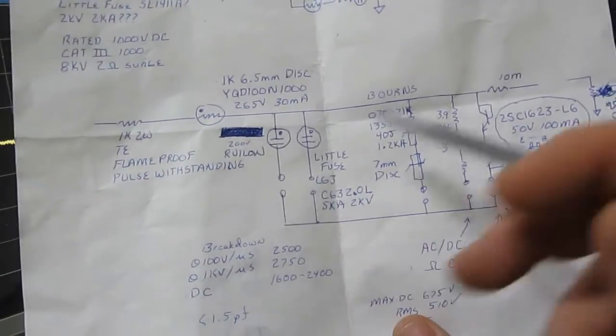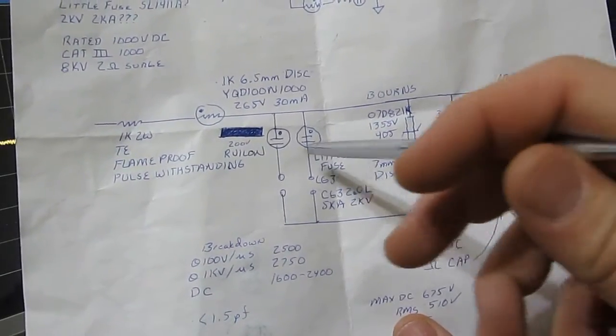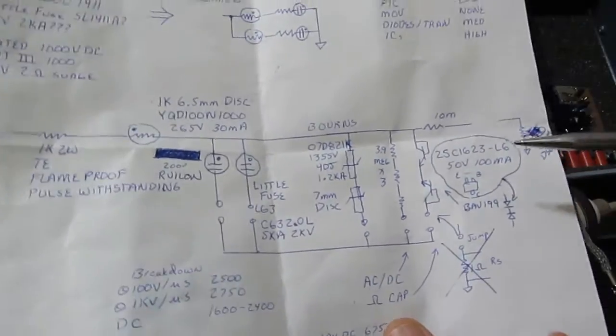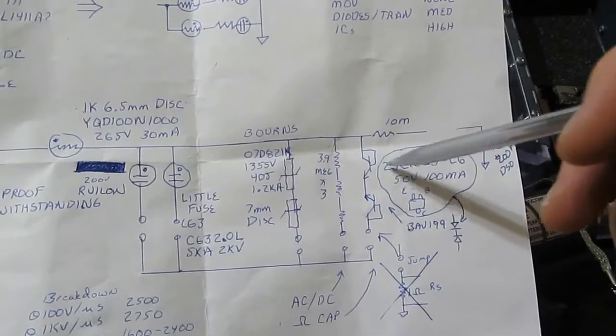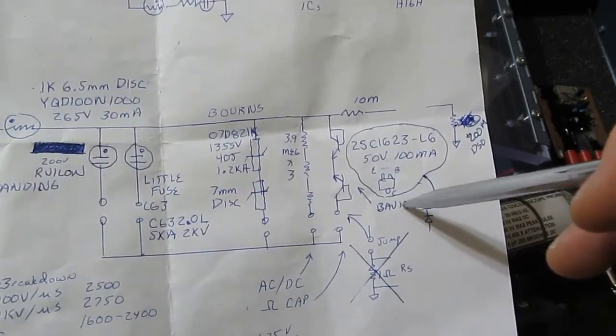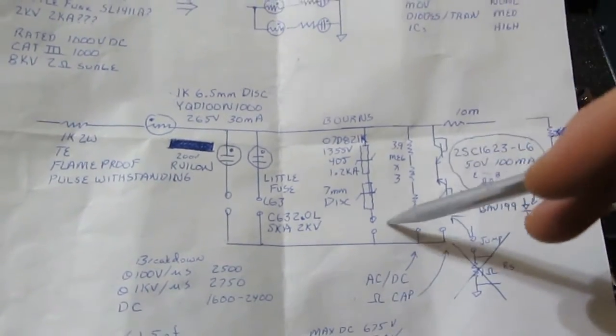This is our original circuit that I used to demonstrate the difference between the gas discharge tubes and the MOVs. I've made a couple of changes to this circuit. I've gone ahead and swapped out the two transistors for two diodes. I'm now using a Bob 199, and I've also added a new gas discharge tube.